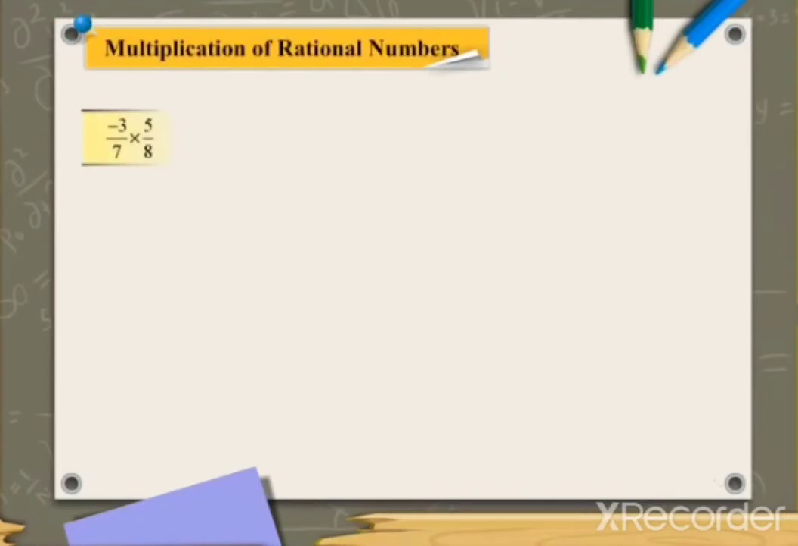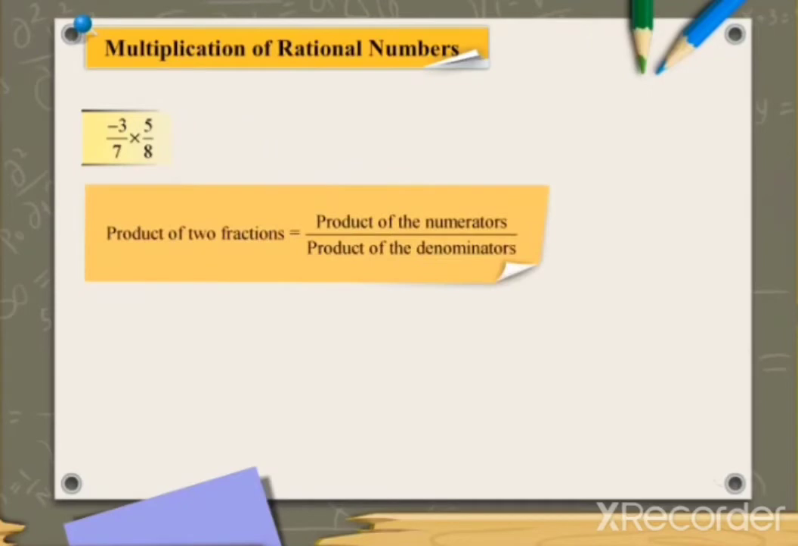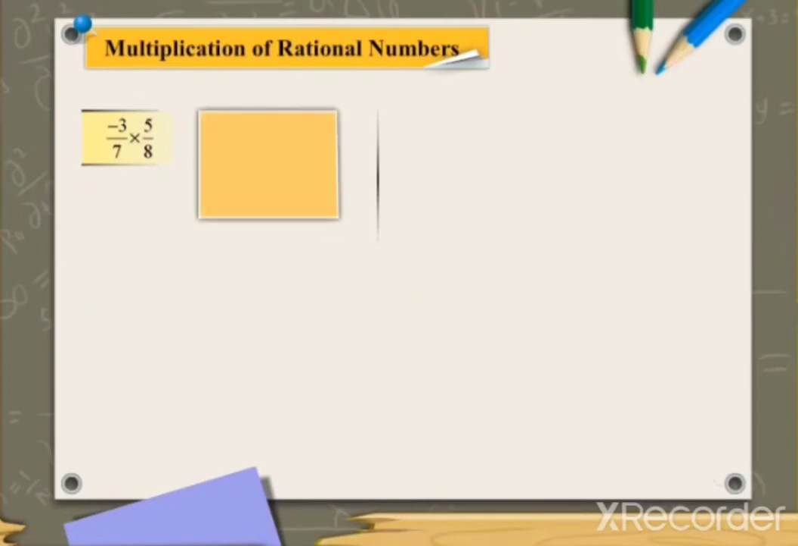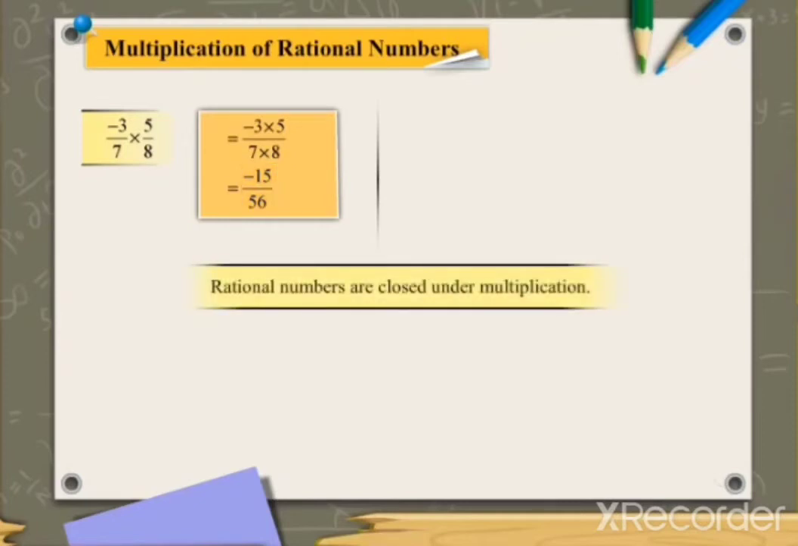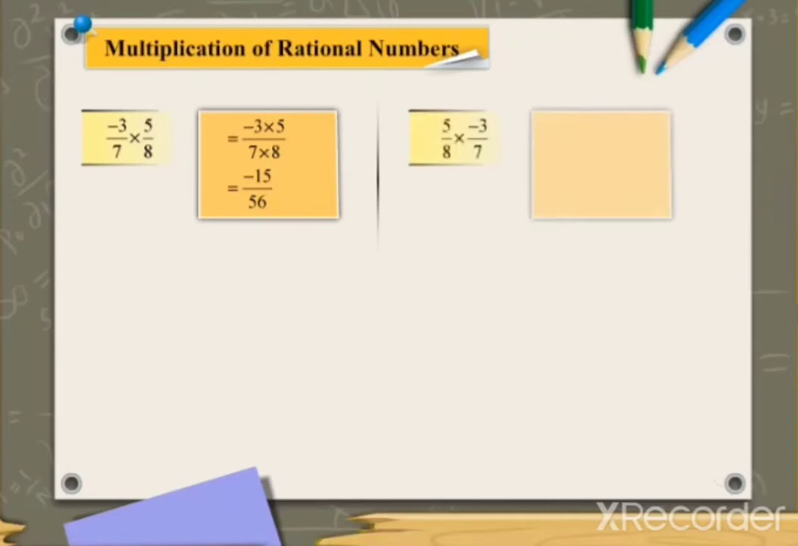Let's multiply minus 3 upon 7 by 5 upon 8. For this, we multiply the numerators and then the denominators. This is equal to minus 15 upon 56, which is a rational number. Thus, we can say that rational numbers are closed under multiplication.